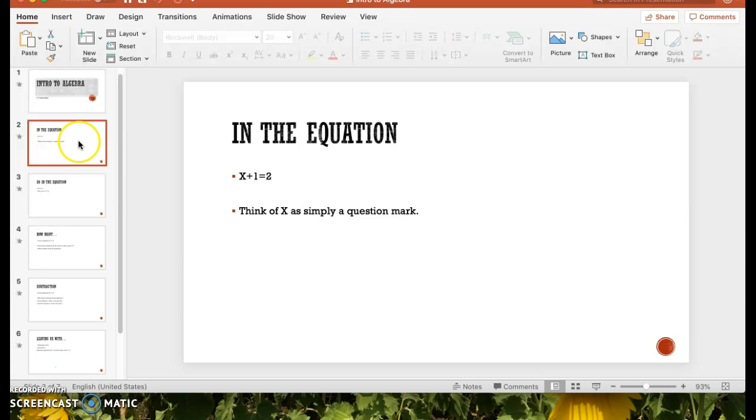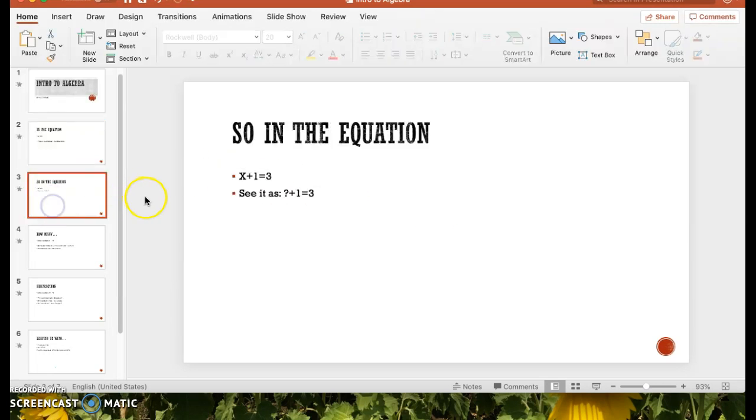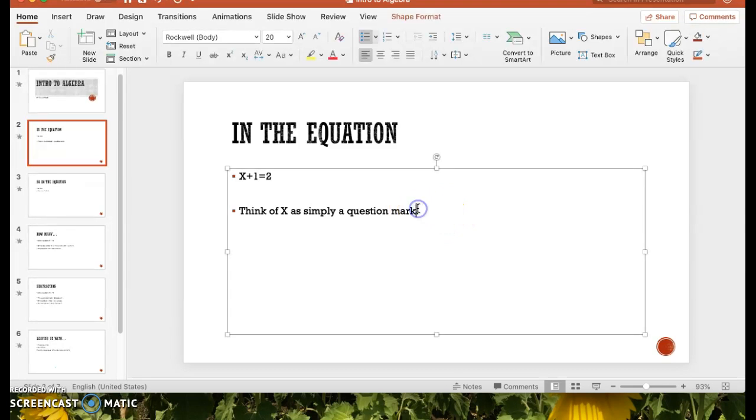So what I want us to do is just think of x as simply a question mark. That's all we're doing here. We're just finding out what number plus 1 equals 2. So all we're doing is seeing x as a question mark. We could see it as x question mark plus 1 equals 2.